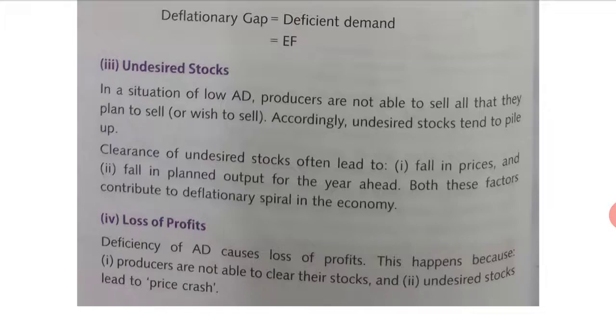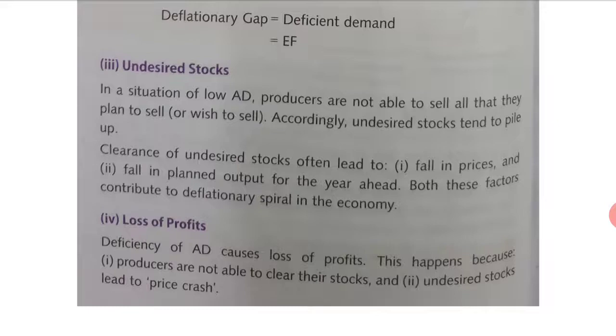See, in a situation of low aggregate demand, producers are not able to sell all that they plan to sell. They would have planned to sell more, but there's no demand, so they couldn't sell. Accordingly, undesired stock tends to pile up. Pile up means just like a stock, we go on keeping one after the other. For example, like piling up of notebooks. Like that, here stocks are piled up.